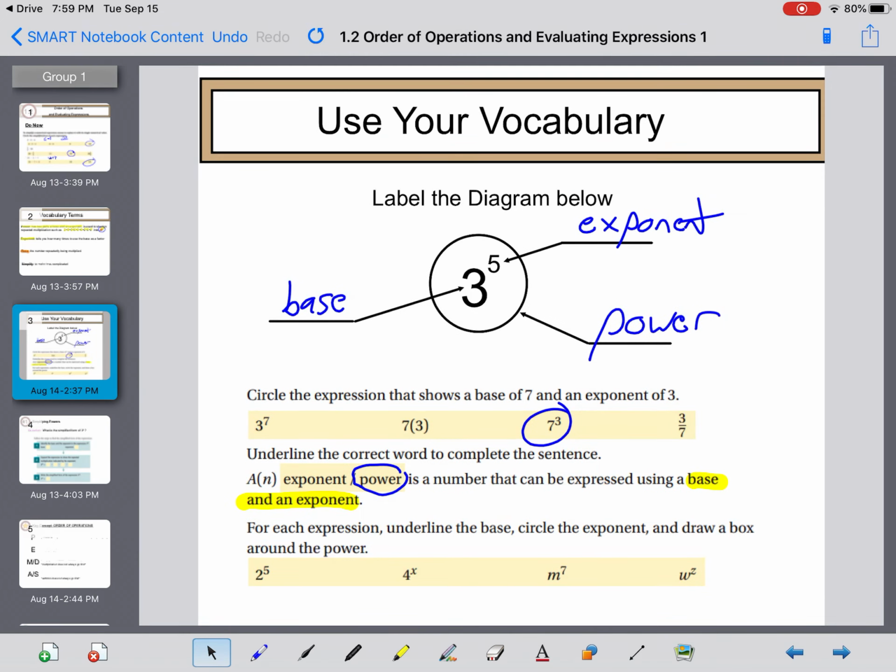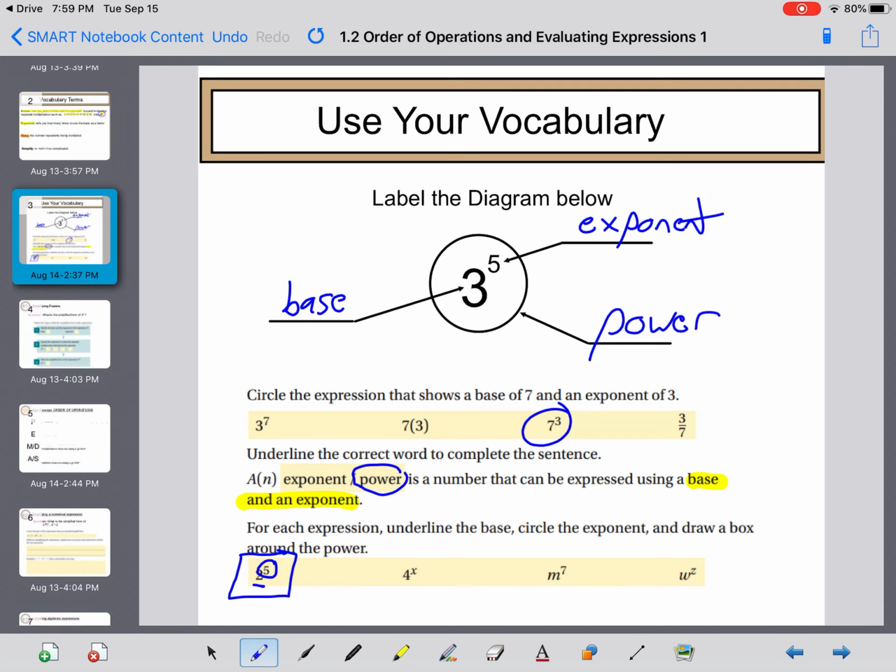For each expression, underline the base, circle the exponent, and draw a box around the power. I'll do the first example, you try the others on your own. Underline the base. The base is 2. Circle the exponent is 5. And draw a box around the power. There's your box. All right, feel free to pause, try the next 3, and resume when you're ready.